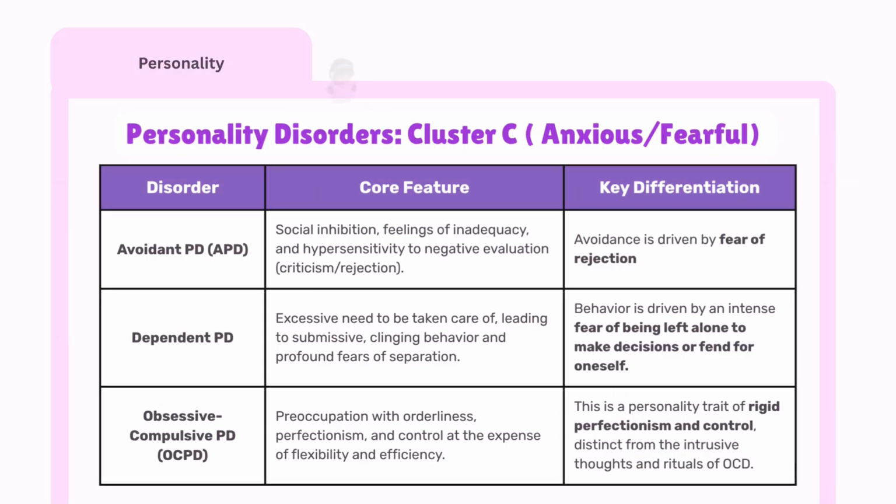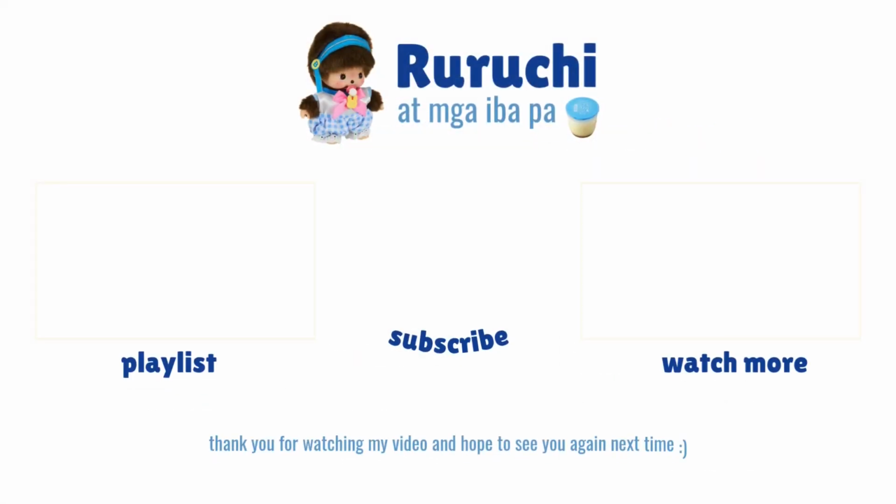And that is the end of the video. You've just learned to navigate some of the most complex differential diagnoses in the DSM-5. We've seen how a diagnosis isn't just about sadness or anger, but rather about the intensity of the symptoms, their duration, their context, and the specific pattern of thoughts and behaviors.